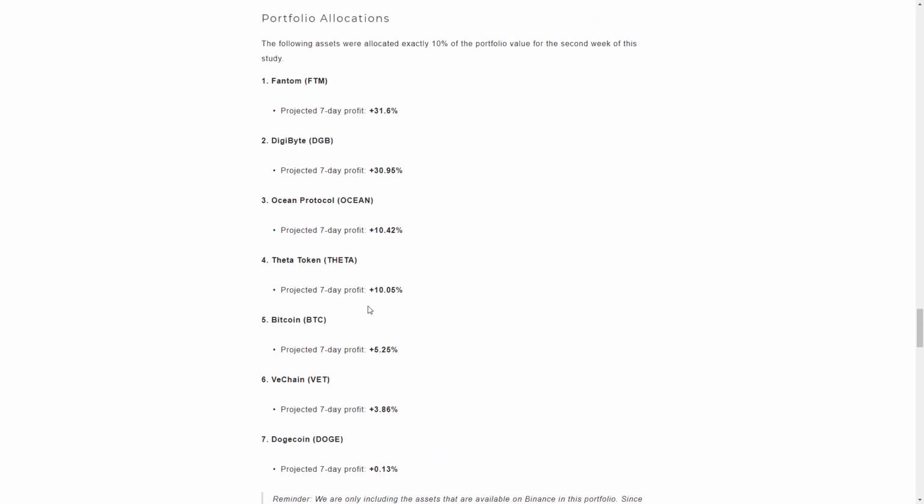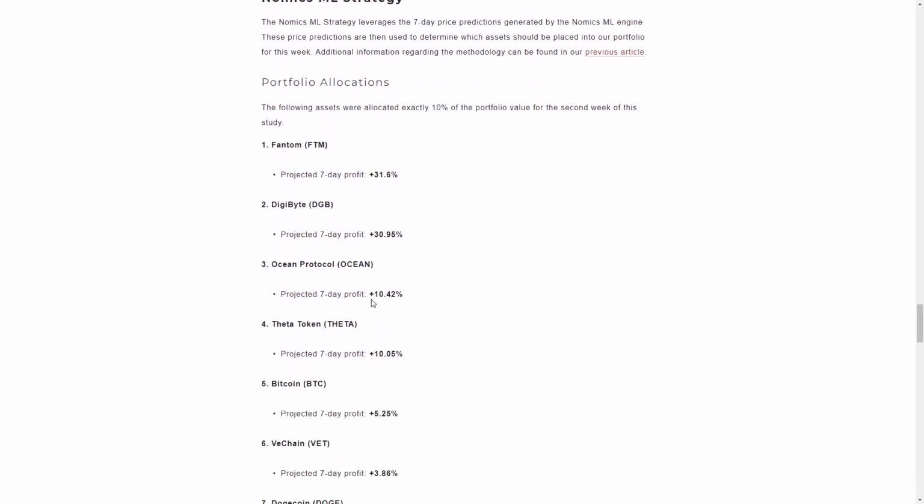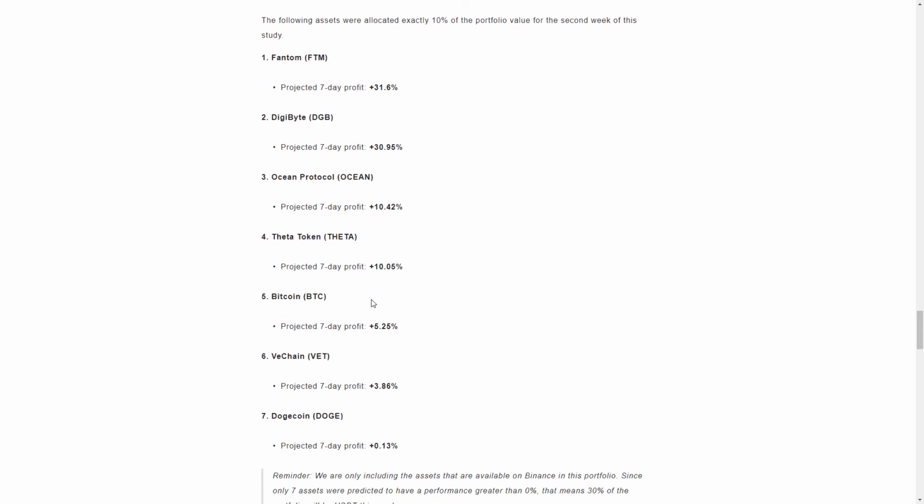Since this strategy didn't predict 10 assets to do positively, what we do for this study is we put the rest in USDT. That way, we essentially have only the assets that are predicted to perform positively allocated, and then anything else is stored into USDT. Out of all of the weeks that we've run this study, we've only had to do that a handful of times, I think two, maybe three times. All of the other times we've had at least 10 assets that Nomics is predicted to perform positively.